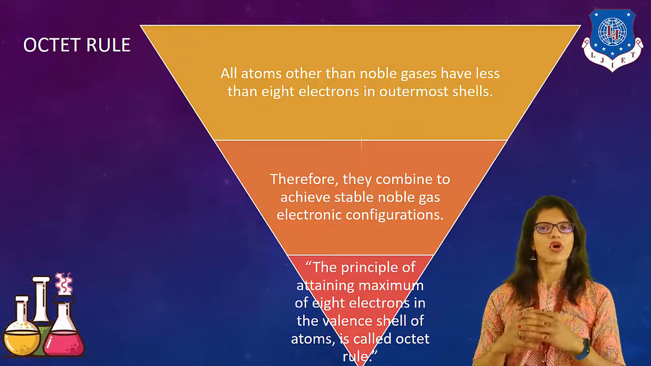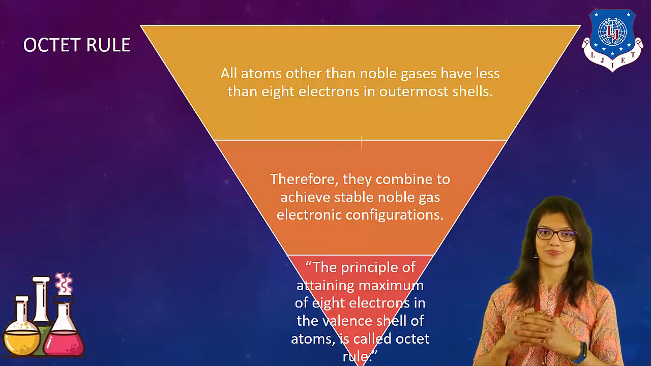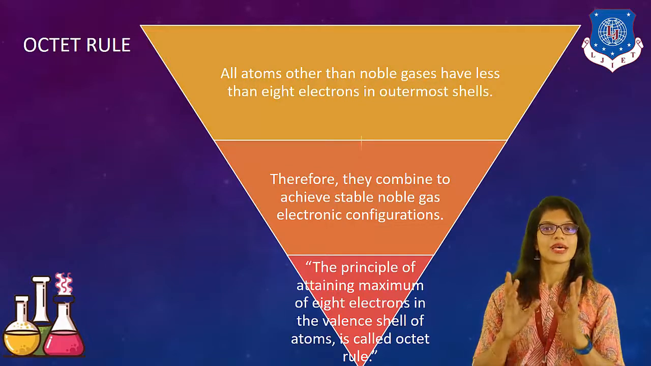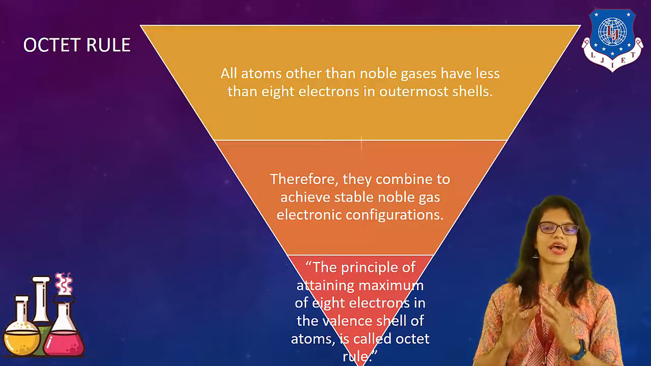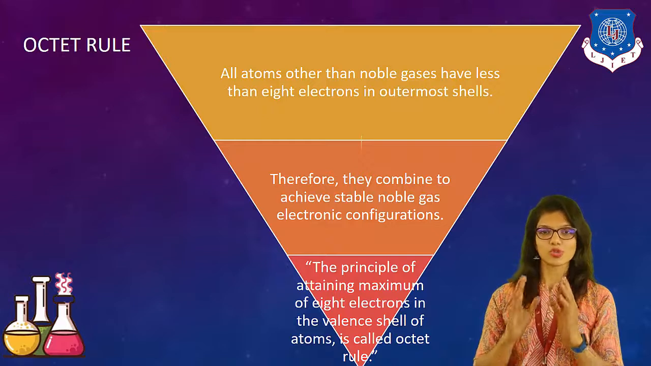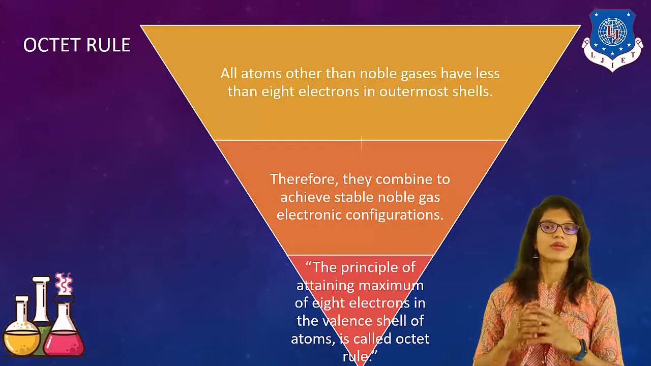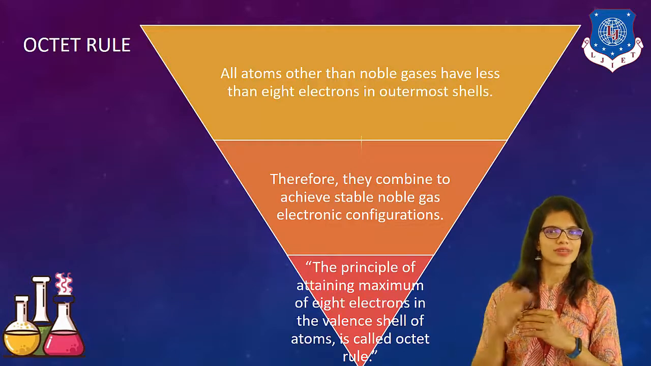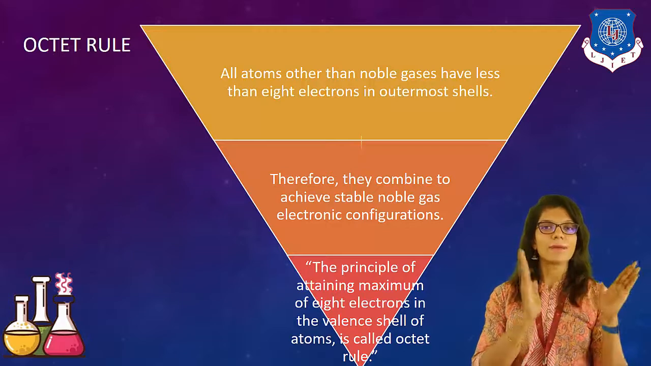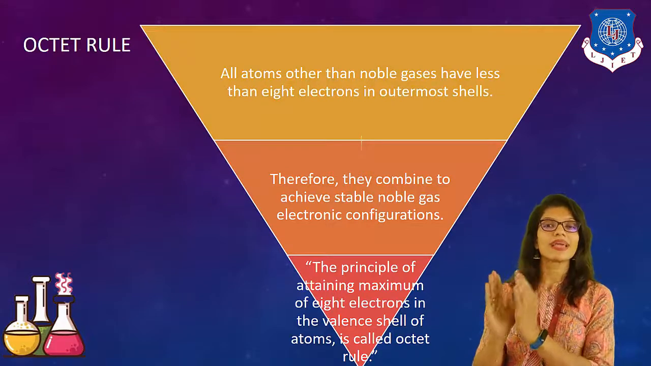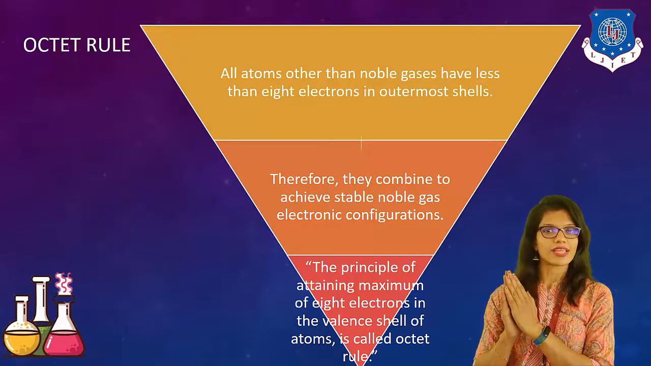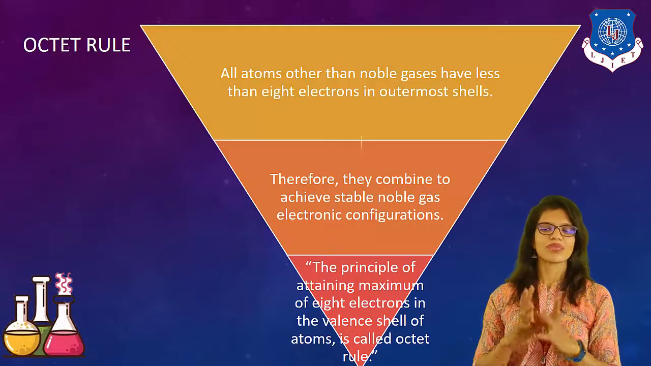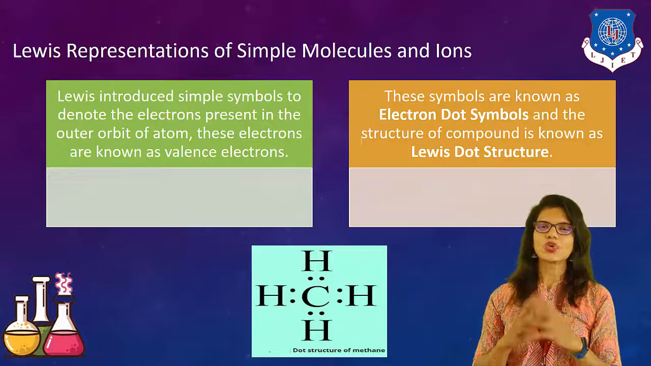Based upon this, we got an octet rule here, or it can also be known as rule of octet. What is the meaning of rule of octet? All atoms other than noble gases have less than 8 electrons in their outermost shells. Therefore, they combine with other atoms in order to achieve noble gas configuration. So in simple manner, each and every atom combines together to form a stable noble gas configuration. After that only they become stable. So the principle of attaining maximum of 8 electrons in the valence shell of an atom is known as octet rule.